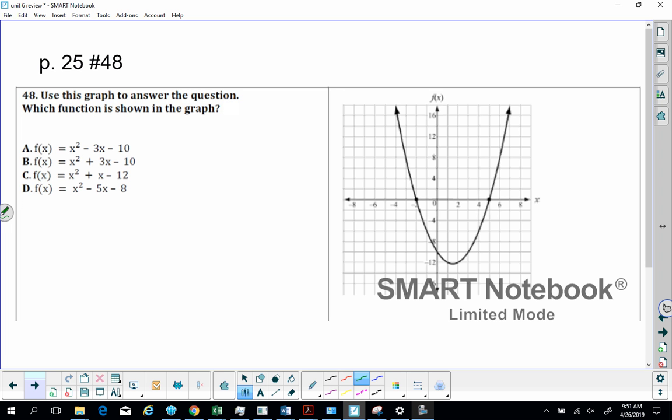Okay, for this one, which function is shown on the graph? Who could tell me what my y-intercept is on this graph? Negative 10. So this right here is negative 10. Which part of my equation, my A, B, or C, is going to give me my y-intercept?